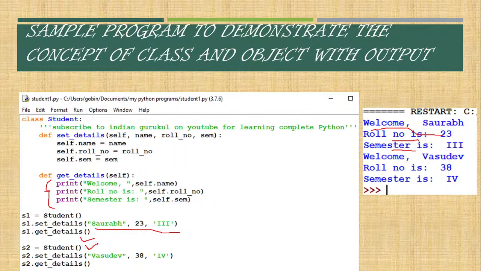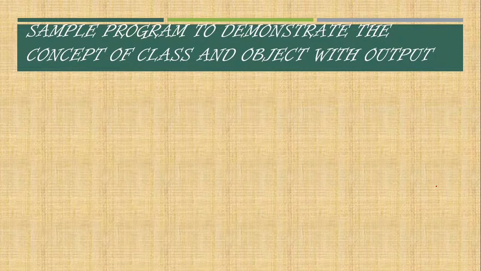Then the s2 object will be instantiated, but we do not have any explicit init method, or we can say we do not have any explicit constructor definition over here, so an empty constructor definition will be executed and nothing will be done. And when this s2.set_details method will be executed, these values will be assigned to self.name, self.roll_number, and self.sem of this s2 object. And when get_details will be executed, these three lines will be printed: welcome Vasudev, roll number is 38, and semester is 4th.